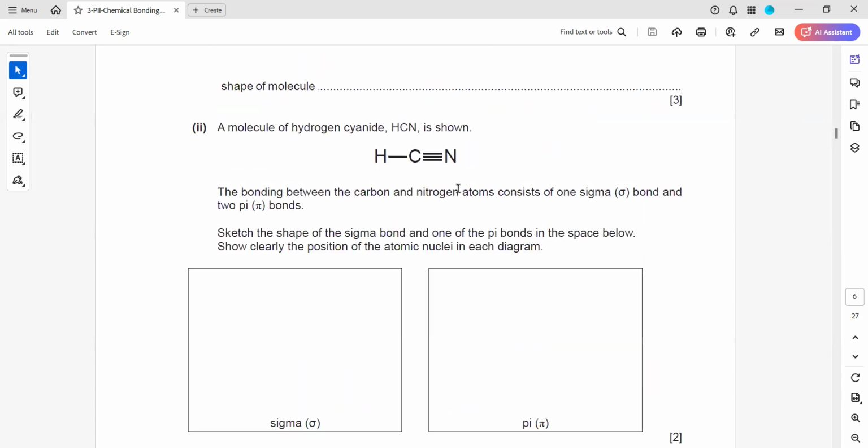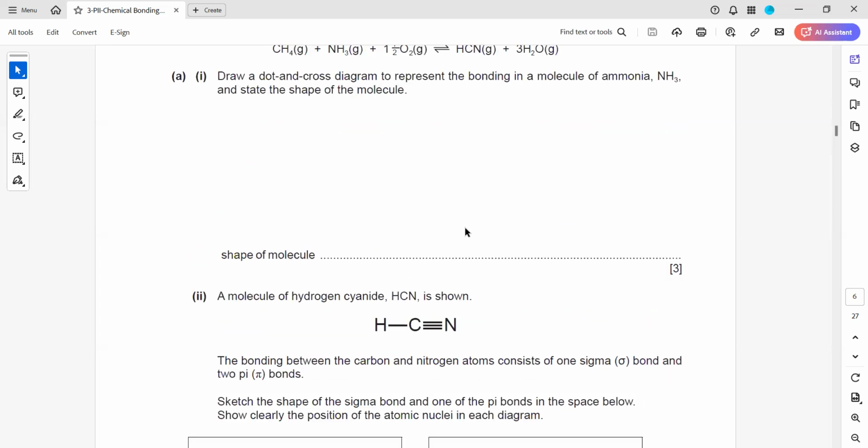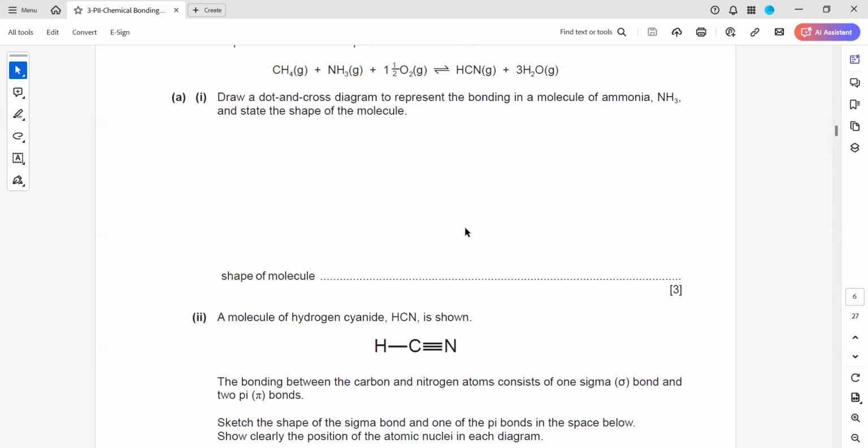part 2. Okay. The bonding between the carbon and the nitrogen, before pi and sigma. Draw a dot and cross diagram to represent the bonding in a molecule of ammonia and state the shape of this molecule.